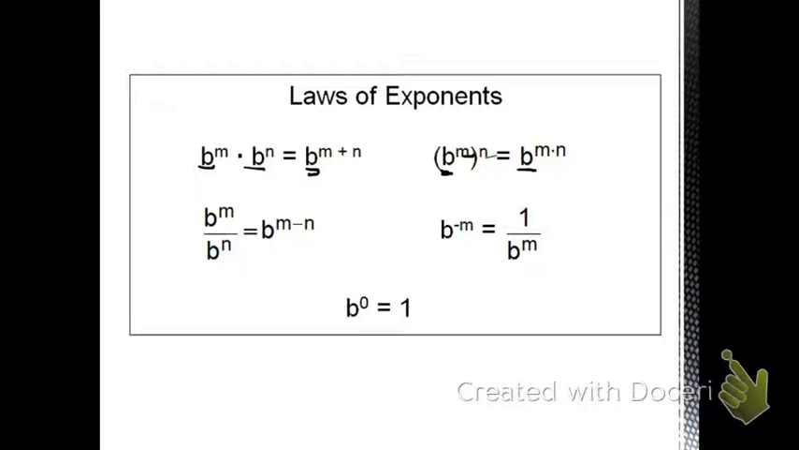If I have division and I have the exact same base on the top and the bottom, but I have different exponents, you subtract their exponents. The infamous negative exponent. That negative exponent means that exponent is on the wrong side of the fraction line.